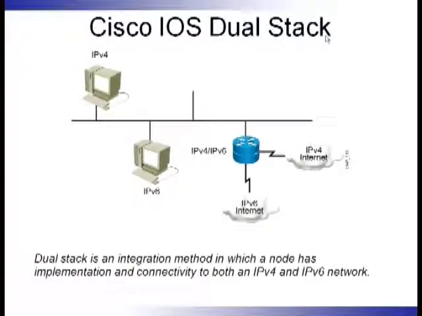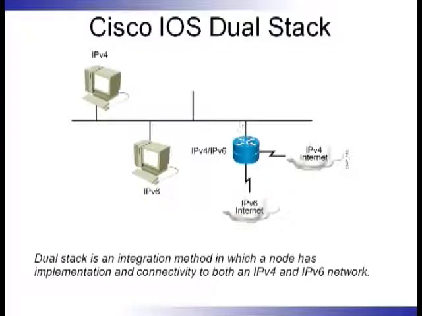Now, to dual stack, Cisco IOS dual stack, basically what this says is that we have a router that runs both IP version 4 and IP version 6. So if I have hosts in here that run IPv4 and IPv6, and I'm sure we'll see this for a really long time to come, our router needs to run both.